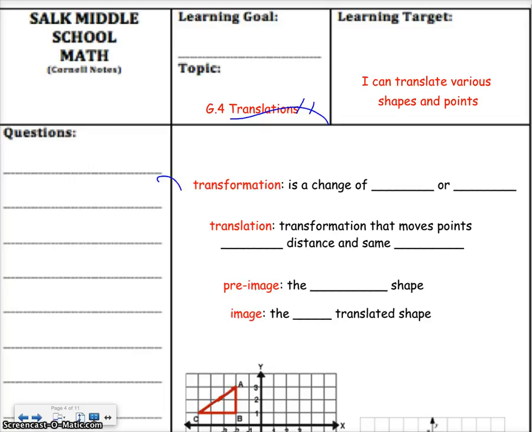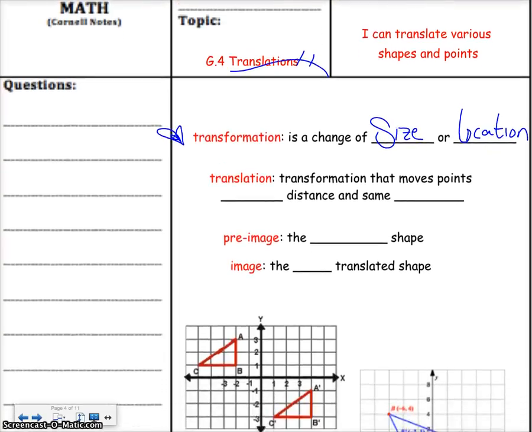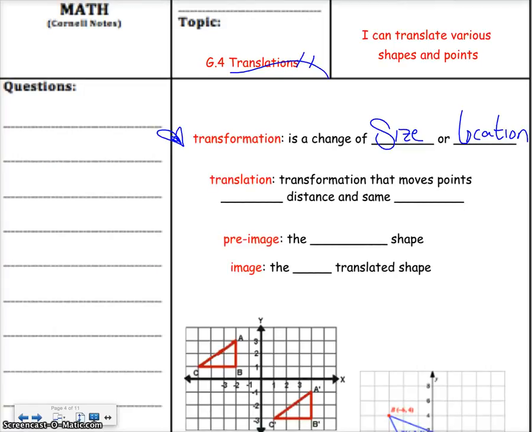You have to first know what a transformation is. A transformation is a change of size or location. Okay, that's what transformation is. A change of size or location. Translation is what we're dealing with today, and a translation is a form of transformation. It's a transformation that moves points equal distance in the same direction.